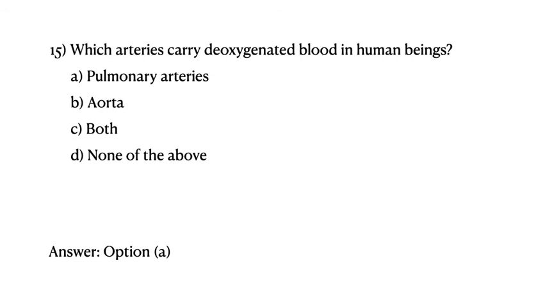Question number 15. Which arteries carry deoxygenated blood in human beings? Option A, pulmonary arteries, B, aorta, C, both, D, none of the above. Now children, here answer is pulmonary arteries. Now tell me, what is the function of arteries? Yes, arteries carry oxygenated blood, but pulmonary arteries are an exception, which carries deoxygenated blood from heart to the lungs in human beings. So here option A is the correct answer.